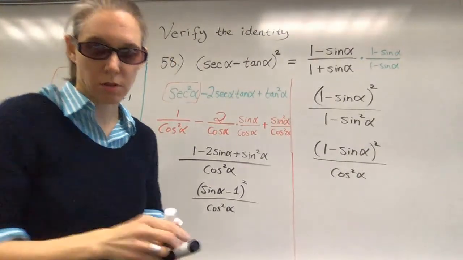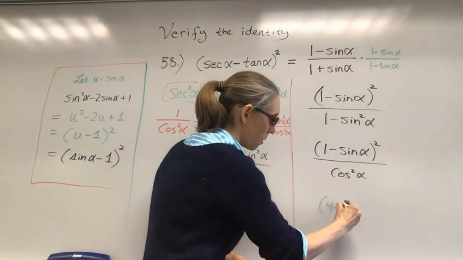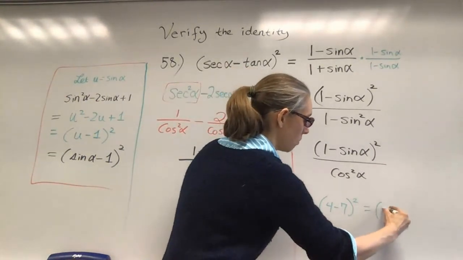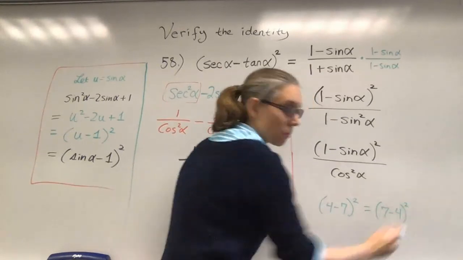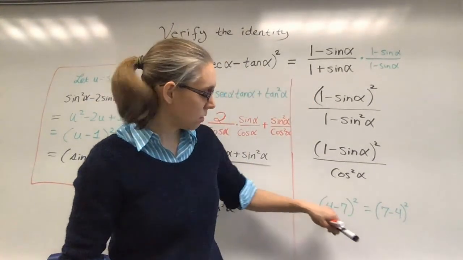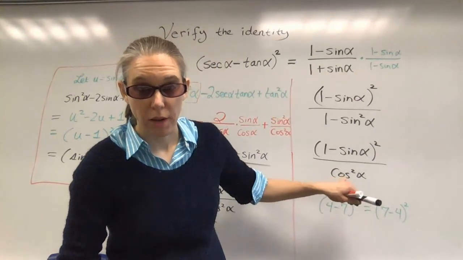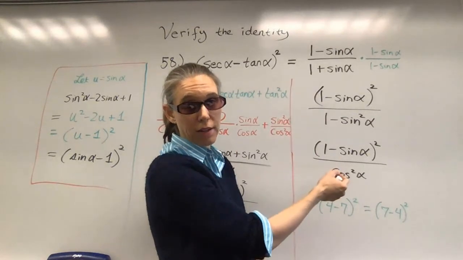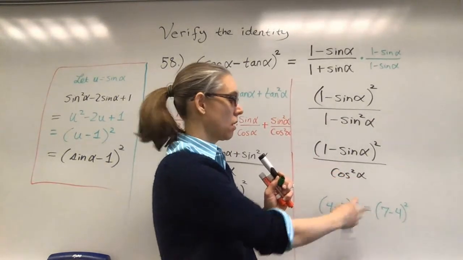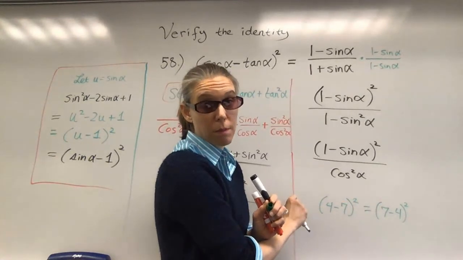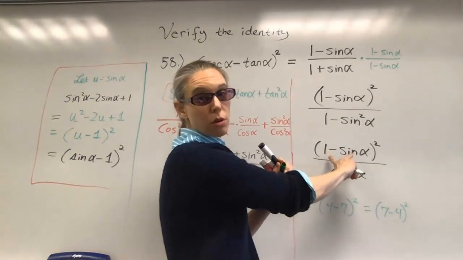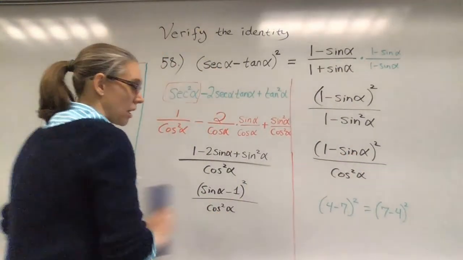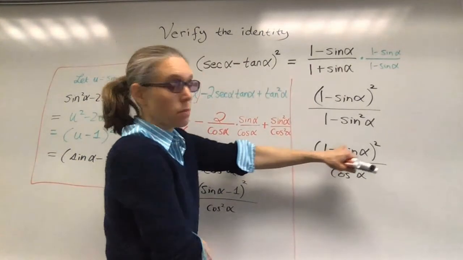Now let me point out something to you. 4 minus 7 squared is equal to 7 minus 4 squared. When you have subtraction inside of a square, you can actually reverse the order because the square is going to cancel out the order of subtraction flip. What that means is I can change the order of 1 minus sine alpha to sine alpha minus 1, and I will not change the value of the subtraction because of the square.